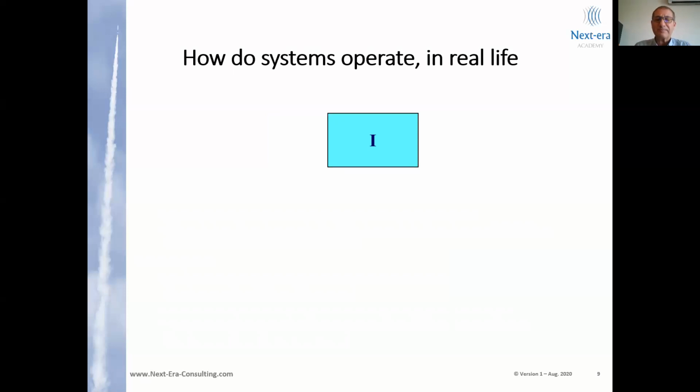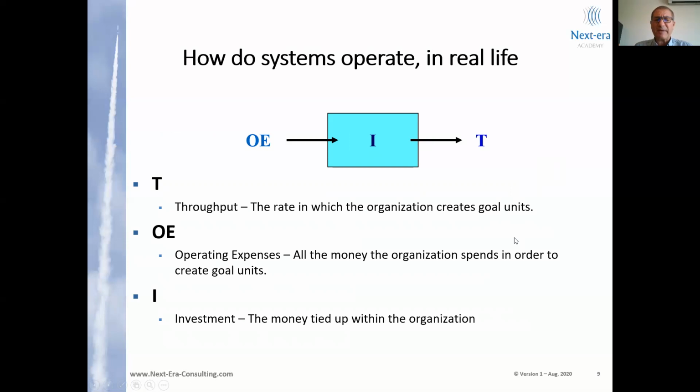Now, this investment by itself can't do anything. We must convert this investment to throughput, to goal units of the system. And the only way we can do it is we put more money into it, which is our operational expenses. So basically, operational expenses are turning the investment, and through turning the investment, we can generate throughput, and through generation of throughput, we can advance towards our goal.